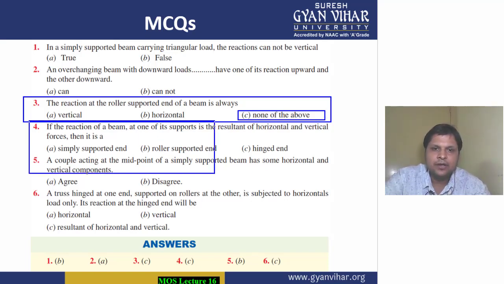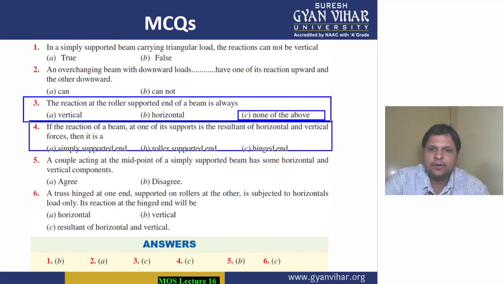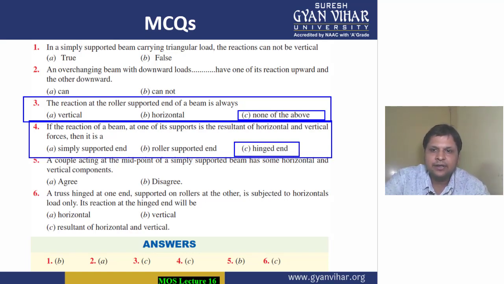Coming into the fourth one, if the reaction of a beam at one of its support is the resultant of the horizontal and vertical forces, then what type of beam is it? We all know this is the case with the hinged end. The hinged end support has horizontal as well as vertical end reactions.